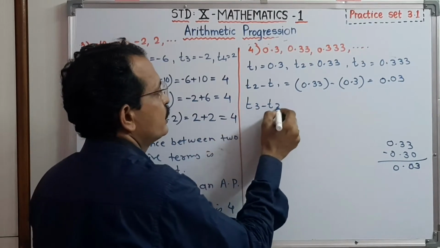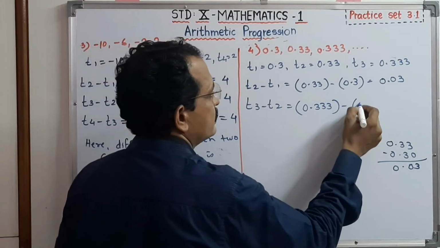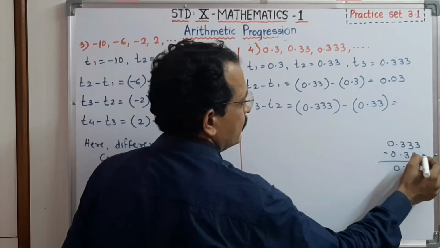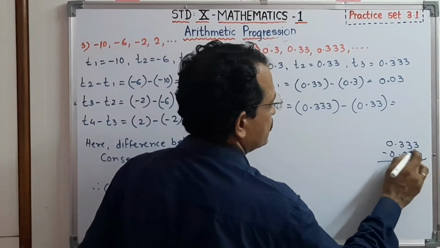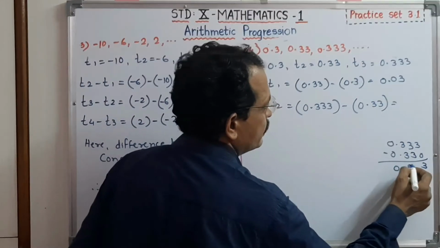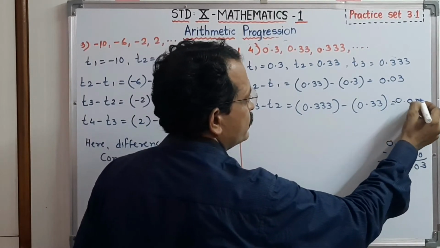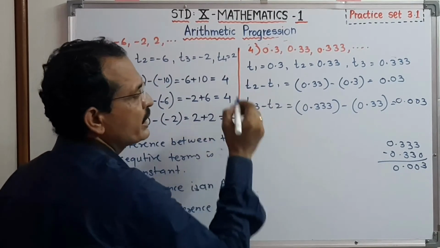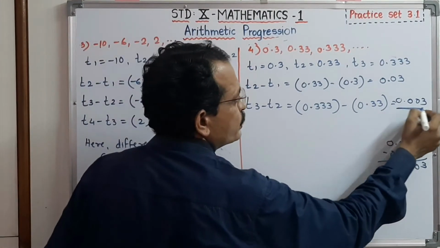T3 minus T2. 0.333 minus 0.33. Now see, same thing here. Got it? 0.333 and here it is 0.33. See, 3, 0, 0. Here it is 0.003. Now see, the first T2 minus T1 is 0.03 and T3 minus T2 is 0.003.